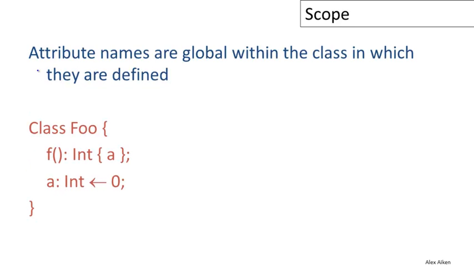Similarly, attribute names are global within the class in which they are defined. That means that they can be used, again, before they are defined. For example, I can define a class foo, and I can define a method that uses attribute a, and then only later on do I define what attribute a is. And that is perfectly legal. Normally, we list attribute definitions before method definitions, but that's not required. The method and attribute definitions can come in any order we like within a class, and in particular, an attribute can be used before it is defined.